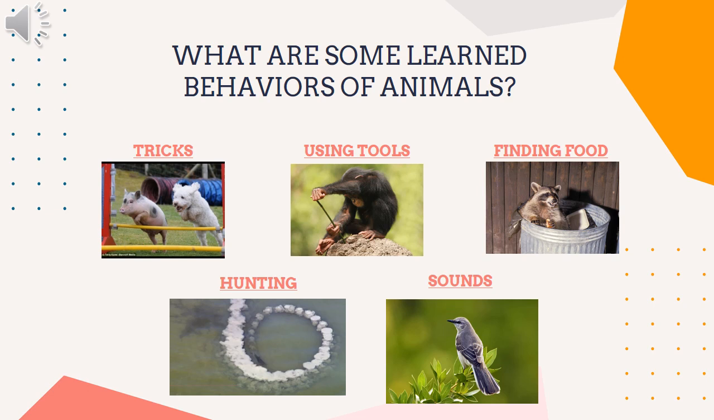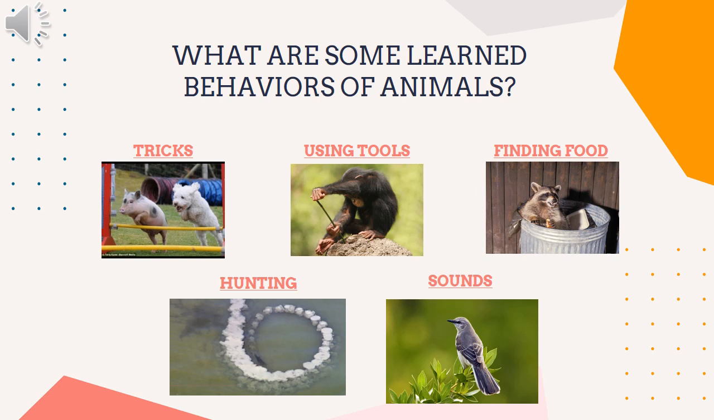Animals can also learn things like using tools from other animals. And here in this picture we see a chimpanzee, and he's using a stick to poke down into what looks to me like a termite mound in order to get the bugs out. That's something that the chimpanzee either had to figure out for himself, or that's something that the chimpanzee learned by watching another animal. So they can learn to use tools.